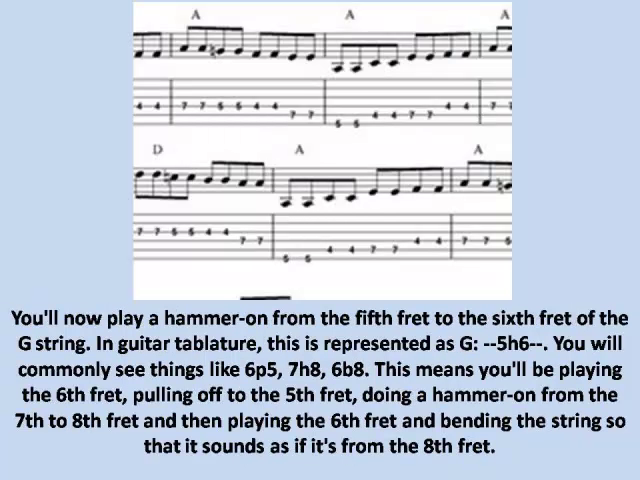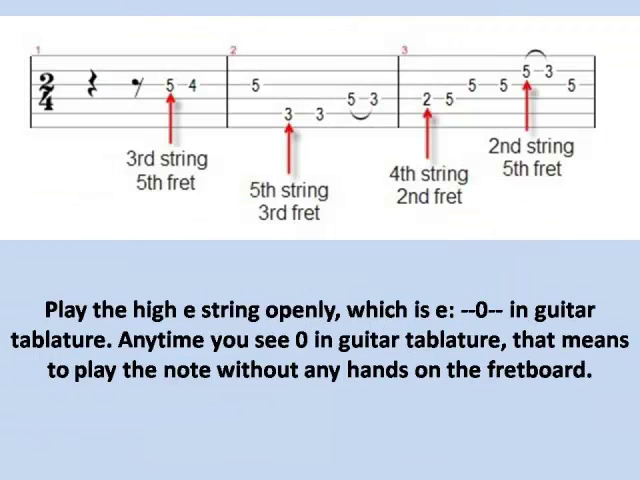Step 5. You'll now play a hammer-on from the 5th fret to the 6th fret of the G string. In guitar tablature, this is represented as G5h6. You will commonly see things like 6p5, 7h8, 6b8. This means you'll be playing the 6th fret, pulling off to the 5th fret, doing a hammer-on from the 7th to 8th fret and then playing the 6th fret and bending the string so that it sounds as if it's from the 8th fret.